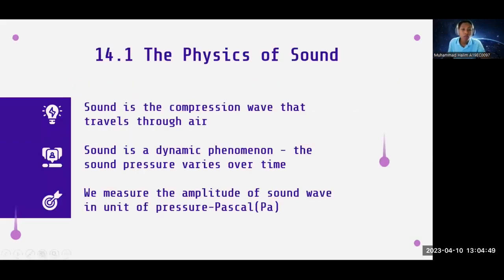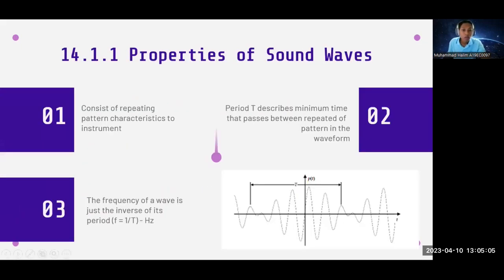So for chapter 14.1, which is the physics of sound. Sound is a compression wave that travels through air, and sound is also a dynamic phenomenon. Actually, the sound pressure varies over time. So there are properties of the sound wave. The sound wave consists of a repeating pattern characteristic to the instrument.